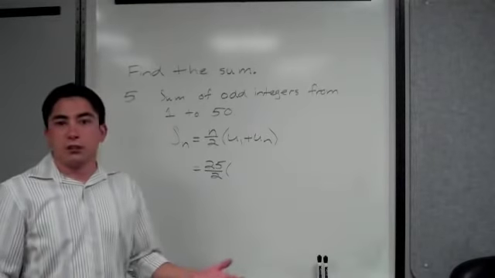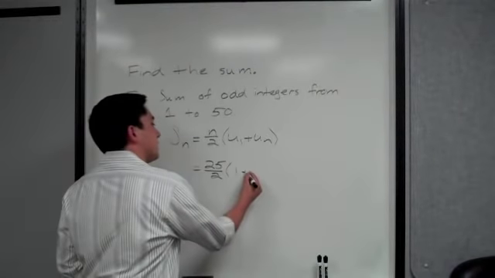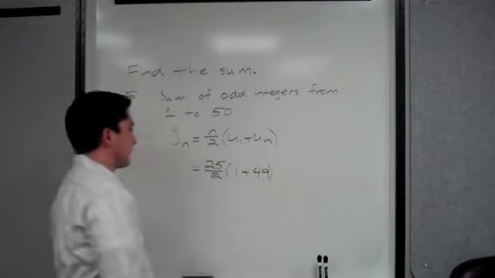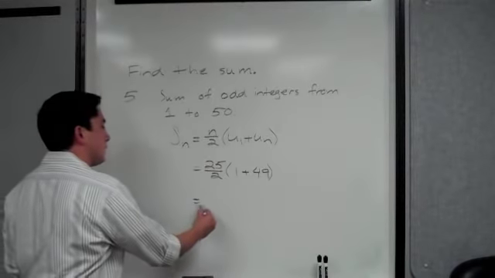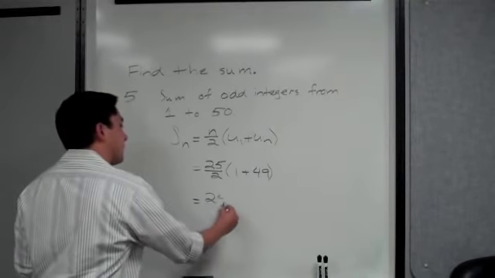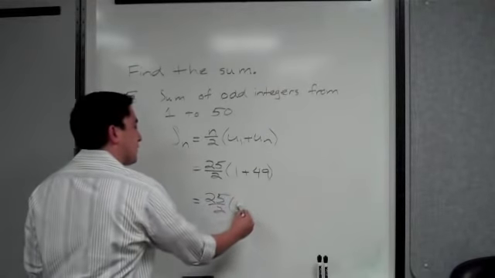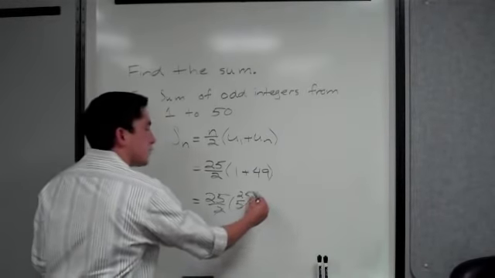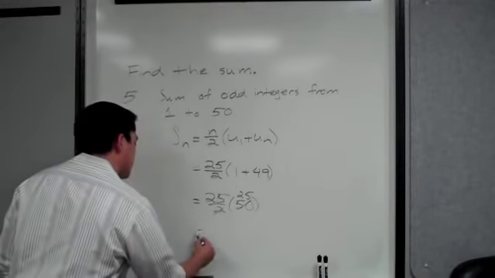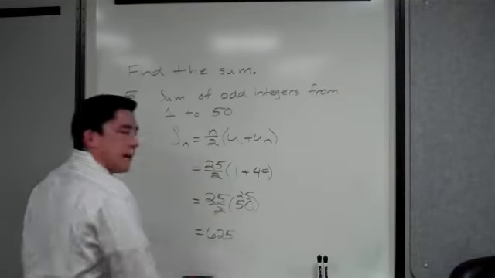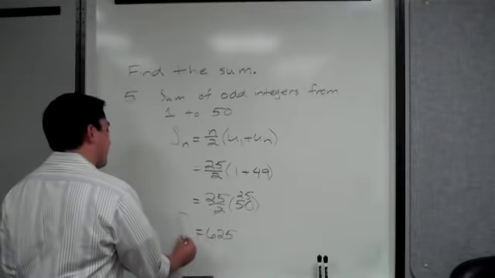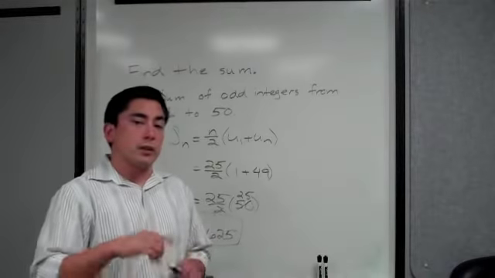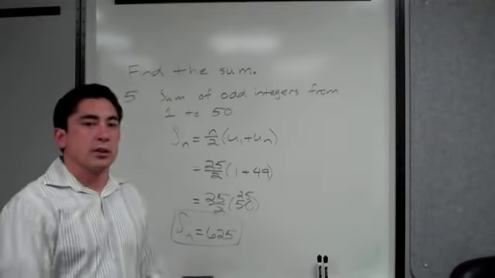And we know our first term. What's your first odd integer? It's 1. What's your last odd integer that's less than 50? 49. Okay? So from here, we just do some math. 25 over 2 times 50. Then this reduces to make 25. So we have 25 times 25, which is 625. So this would be your final answer for the sum of the odd integers from 1 to 50. If you were to add all those odd integers up, you get 625.